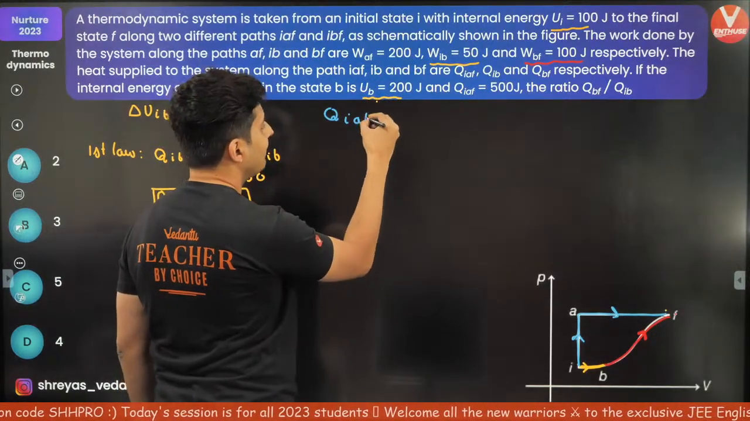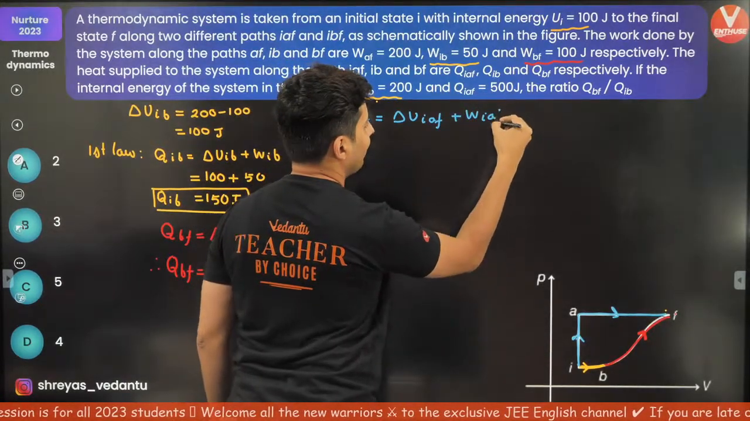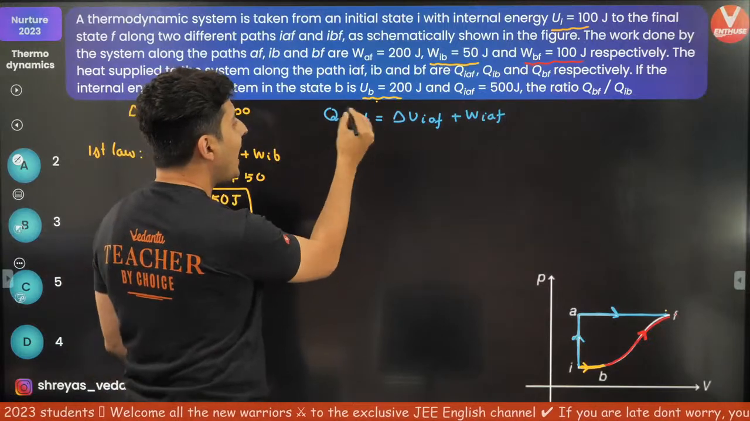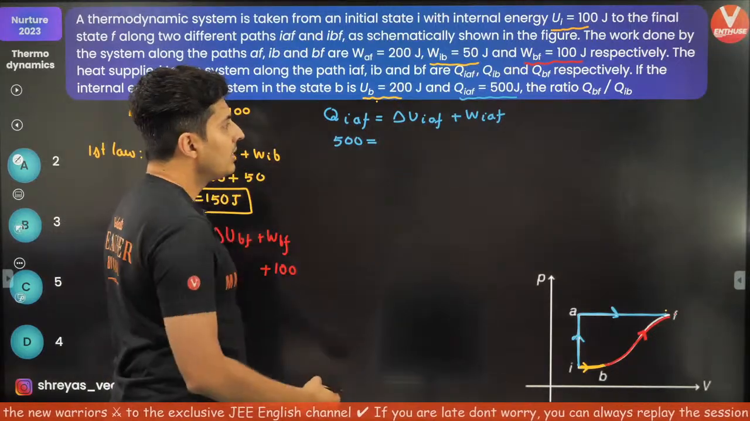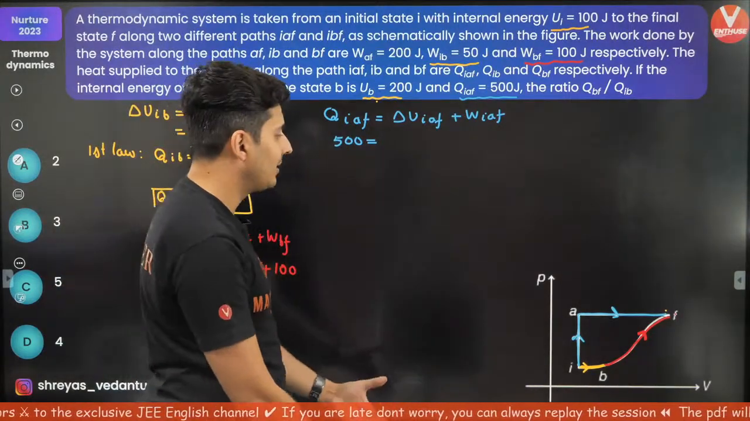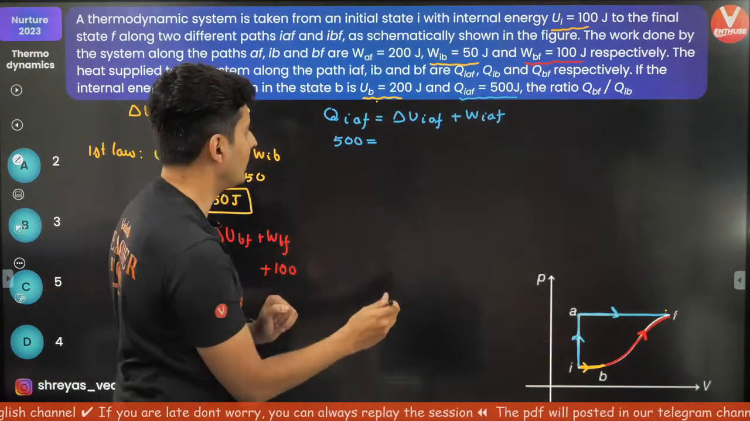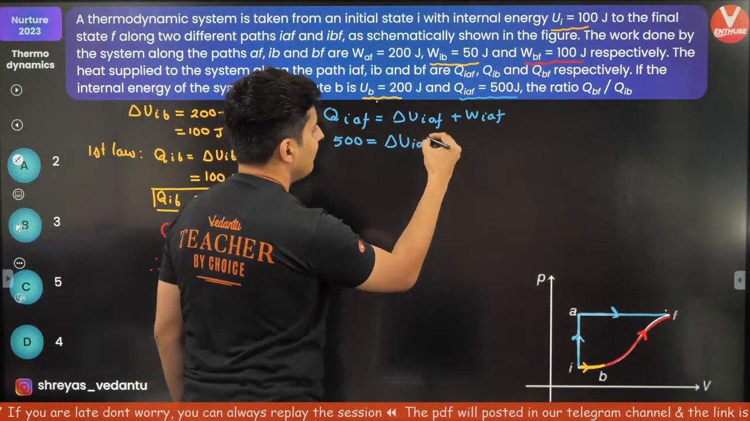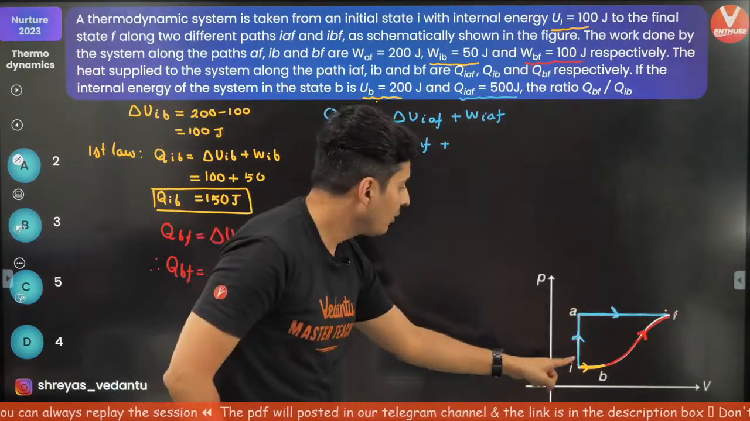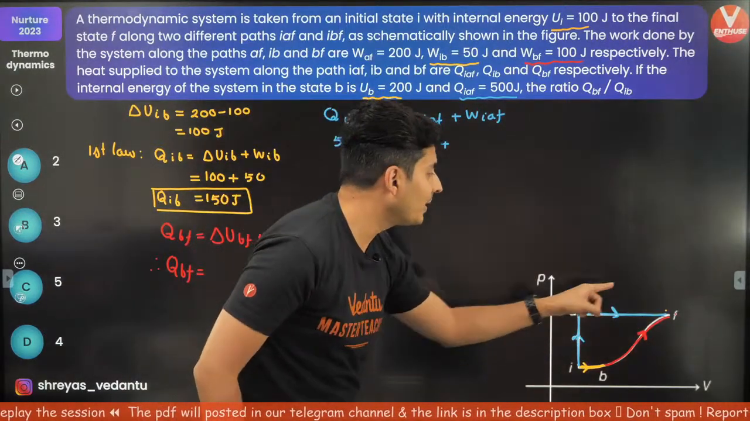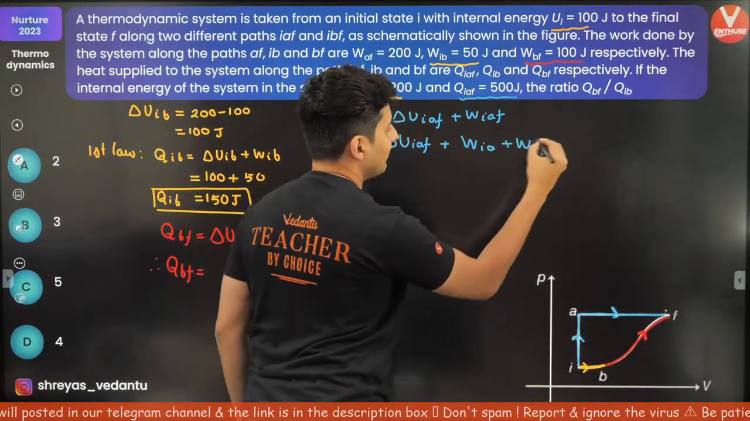So QIAF is delta UIAF plus WIAF. Now QIAF is mentioned right over here. It is 500. Delta U IAF, I need to find that, because only when I find delta U, I can find delta U for this process. So delta U IAF I want to find, plus work done in IAF will be work done from I to A plus work done from A to F.